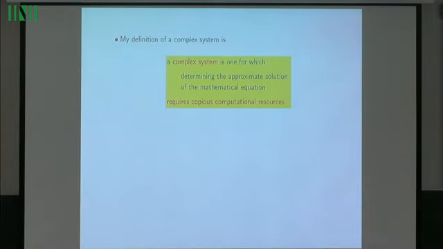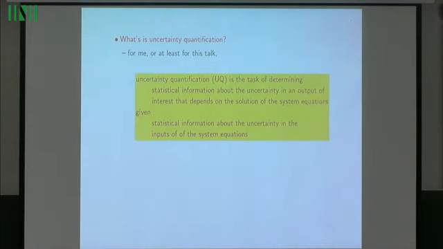So here's my definition, at least for operating in this talk. A complex system is one for which determining approximate solutions of the mathematical equations is costly. As Peter pointed out, that may take a month to do in some applications, to get one approximate solution. So what's uncertainty quantification? I'm going to have an extremely narrow definition here because I can only talk about very little. Uncertainty quantification is the task of determining statistical information about uncertainty in outputs of a system given statistical information about the inputs. So these are the operating conditions of this talk.